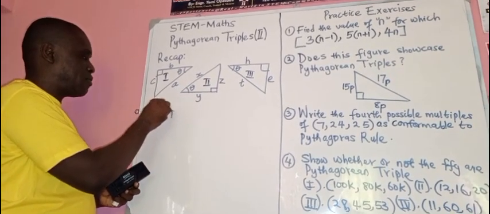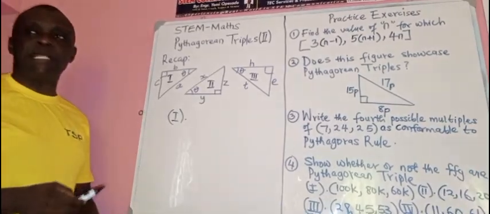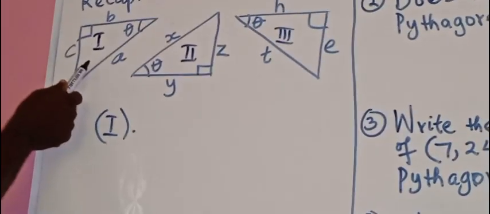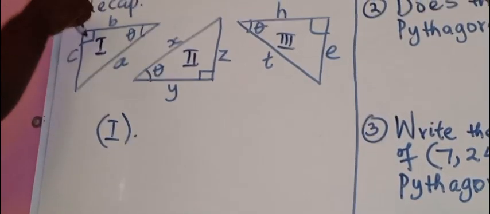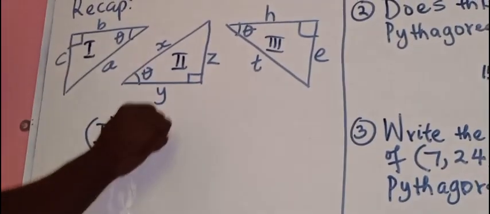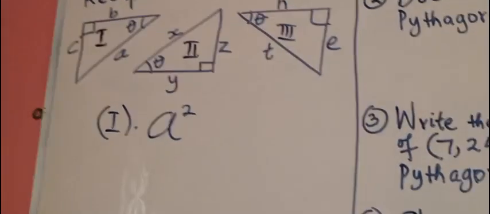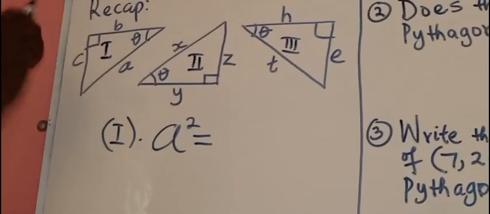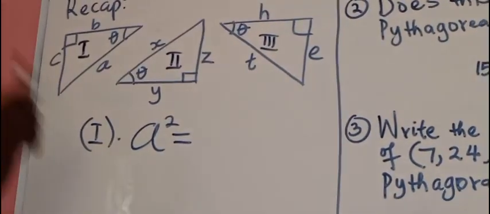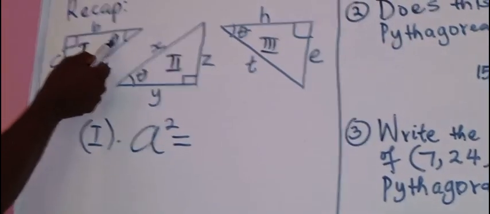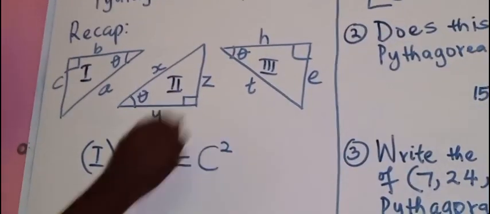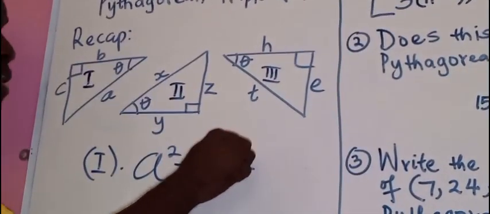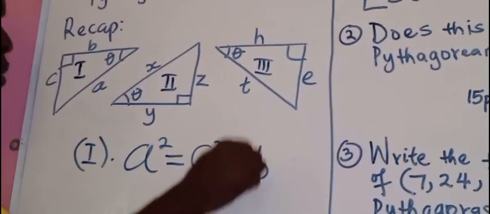Number 1, let's look at this as a recap. I want to state Pythagoras theorem based on number 1. Which side is the hypotenuse? The side that is opposite the 90 degree angle, the longest or inclined side, that is A. So A squared on the left-hand side must be equal to the sum of the squares of the other two sides. The other two sides can be adjacent or opposite. Look at the angle given to us, theta. Which side is opposite angle theta? C. So we have C squared, the opposite. Then B will be the adjacent, so that will be B squared.